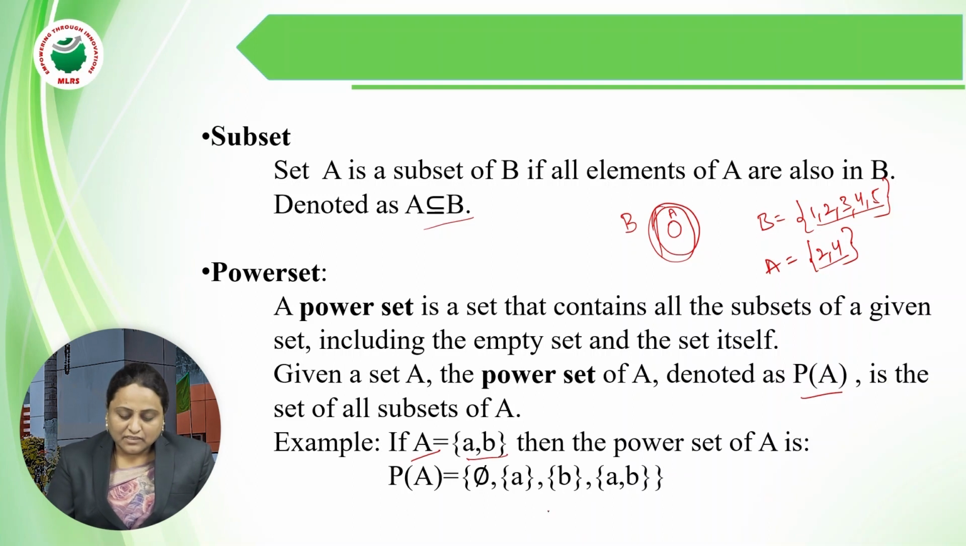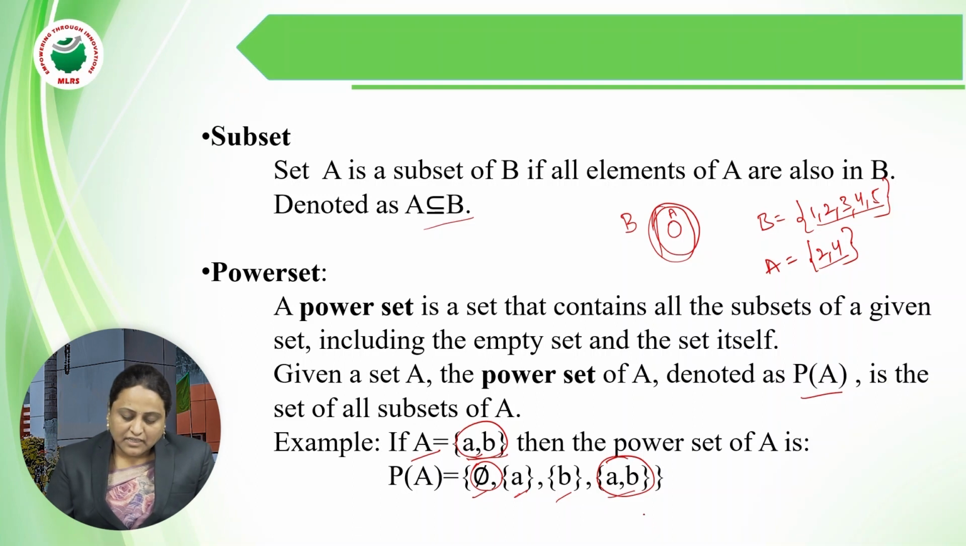In this example, A is a set which is having two elements, A comma B. Then the power set is P of A equal to, first the null set, and second the one element combinations, one is A, another one is B, and the next one is the two element combination A comma B. That's all. So we are including the null set as well as the given set itself, which is called the power set. So this power set contains all possible combinations of subsets starting from the null set, including the same set itself.